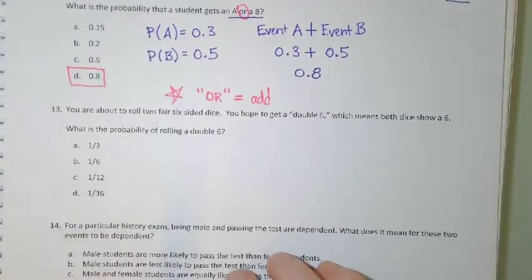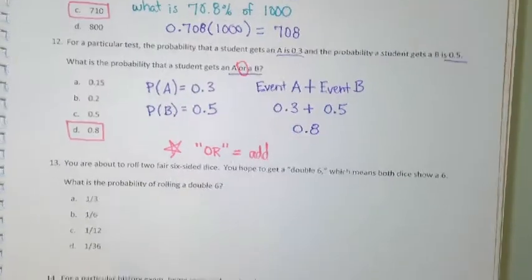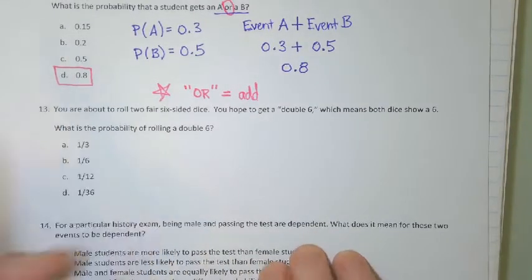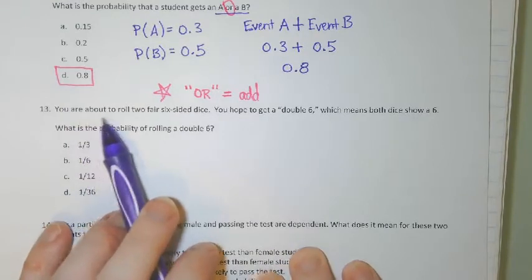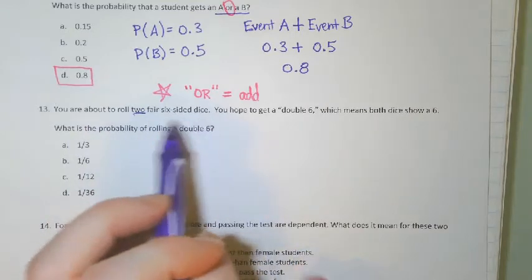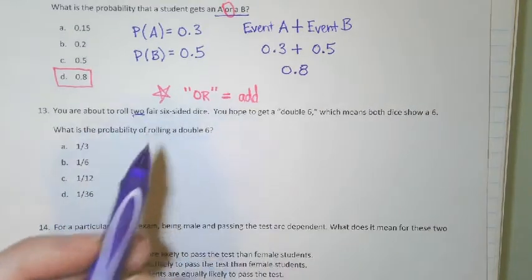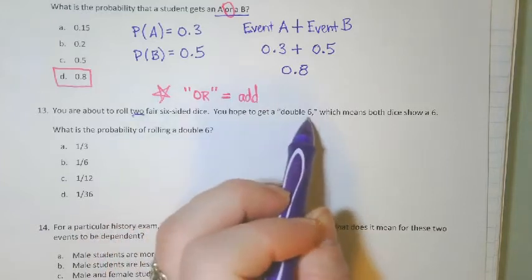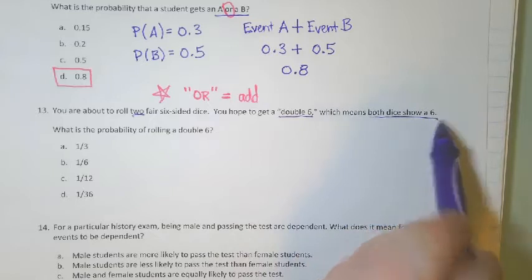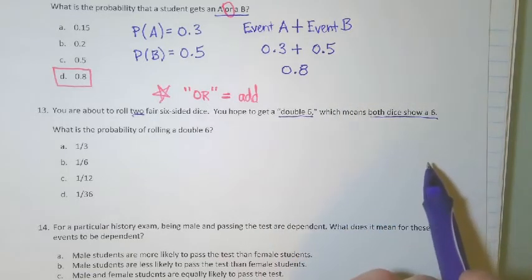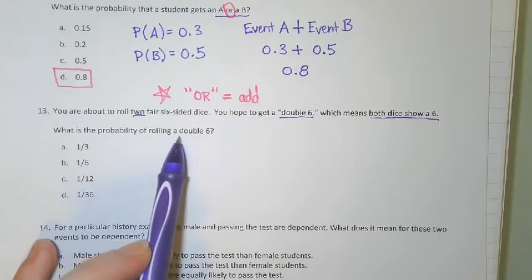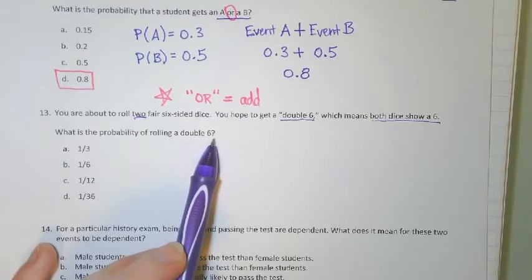Question 13. You are about to roll 2 fair 6-sided dice. So you're just rolling 2 dice. You hope to get a double 6, which means both dice show a 6 or both dice land on a 6. What is the probability of rolling a double 6?